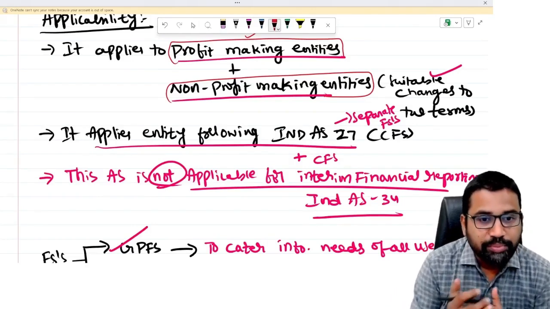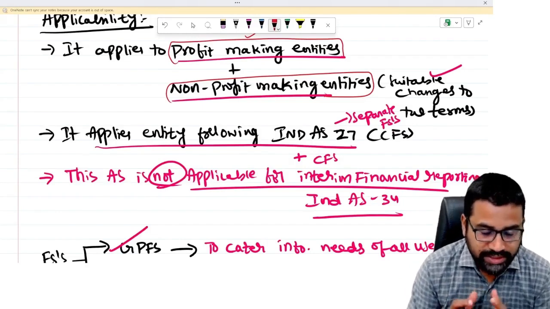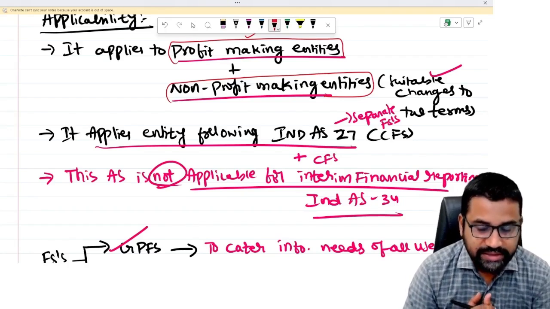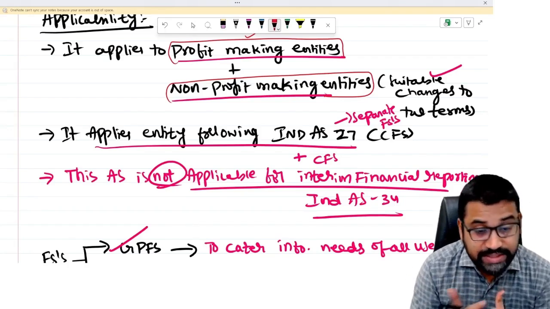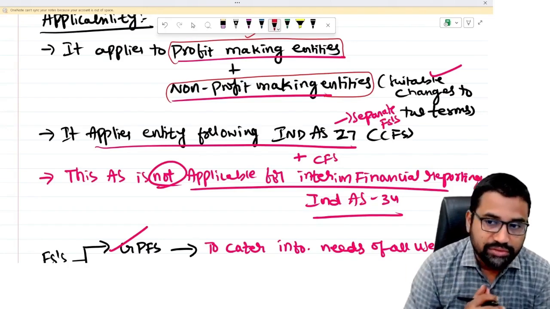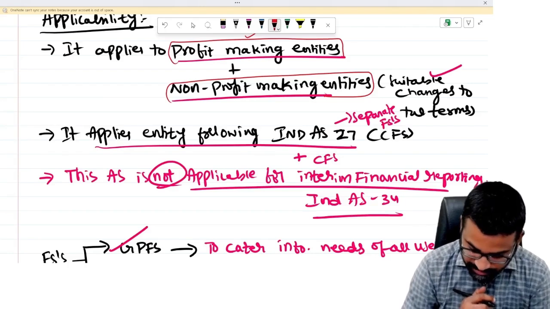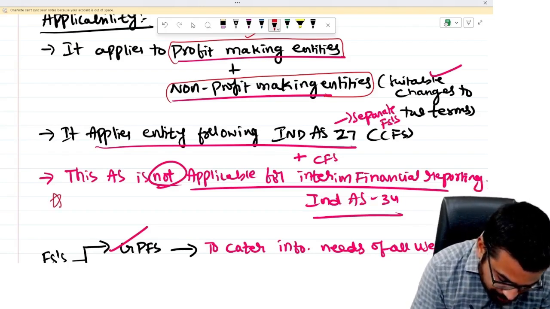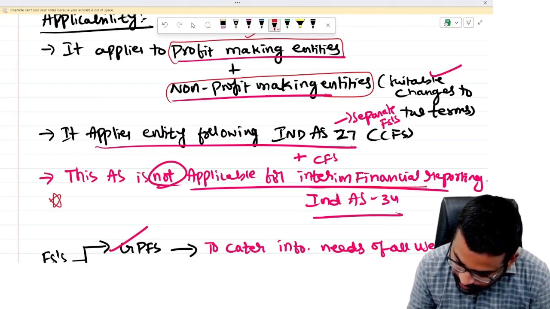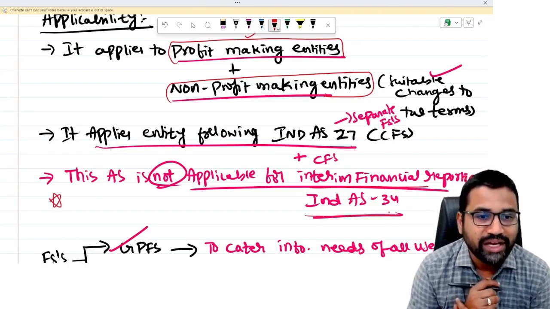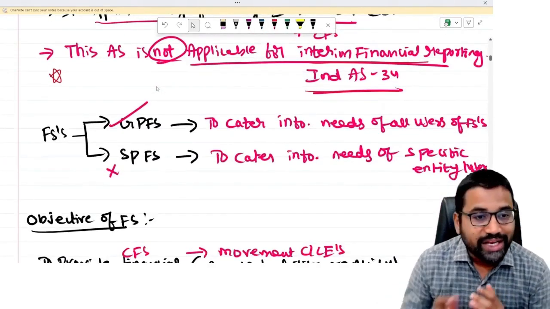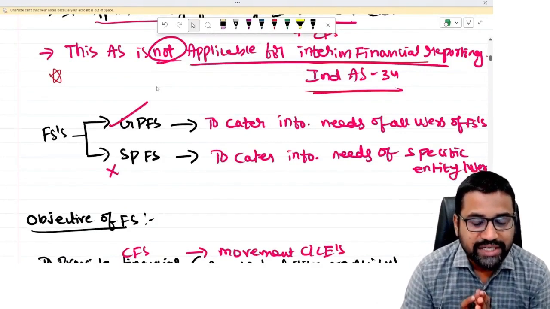If you are a parent company, you will prepare consolidated financial statements. When you are preparing consolidated financial statements as a parent company, then also this Ind AS 1 is applicable. But the most important point is, this standard is not applicable for interim financial reporting as per Ind AS 34. Remember, this can be asked as an MCQ. For interim financial reporting, this standard is not applicable.